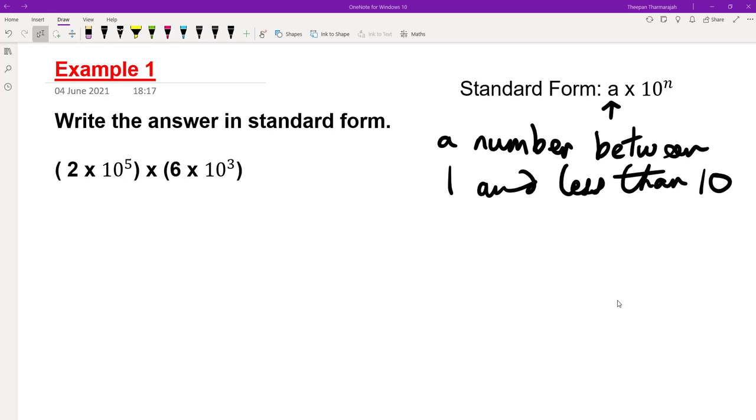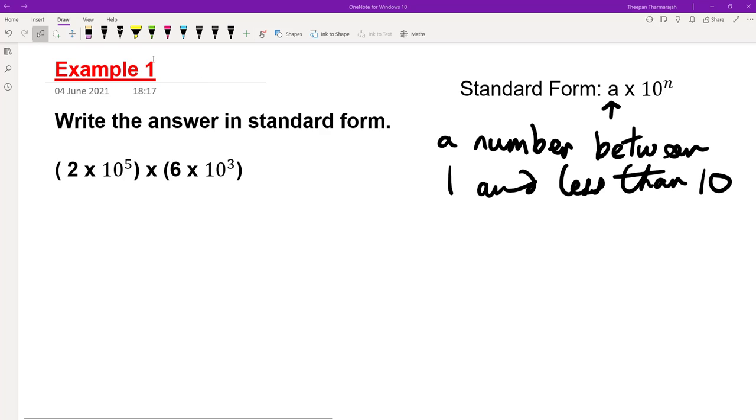In this video, we're going to go through another type of standard form question. Let's have a look at an example. So we want to write the final answer in standard form, and in brackets we have 2 times 10 to the power of 5 times 6 times 10 to the power of 3.